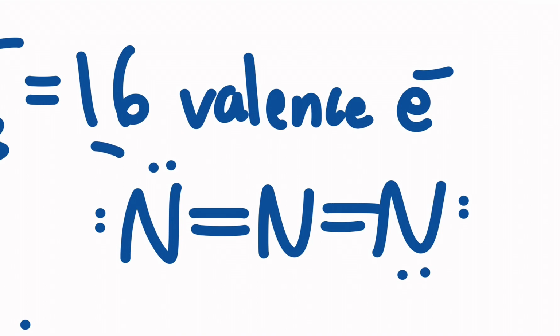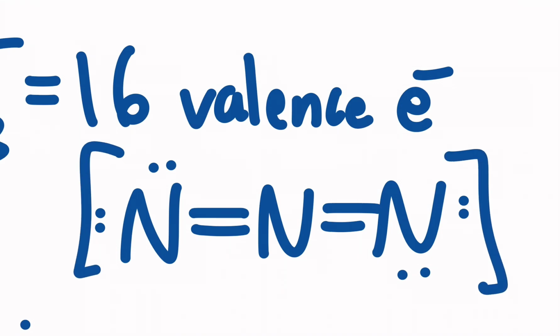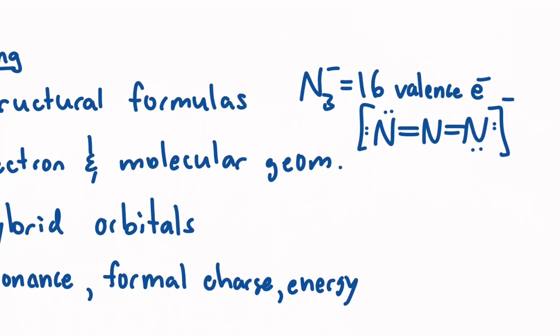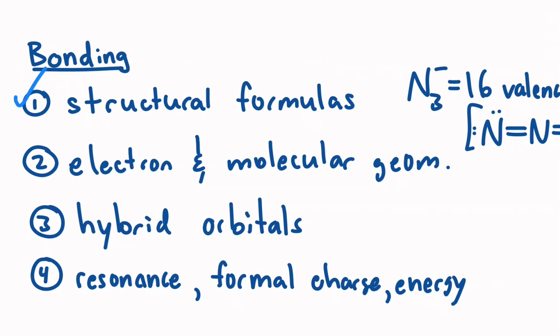You might see the bracket notation where you put charges around it. It would be a negative charge in this case, and that's a valid structure for that particular molecule. So that takes care of structural formulas.